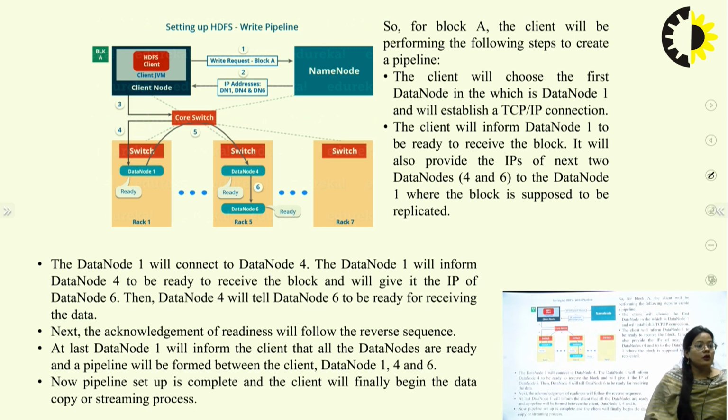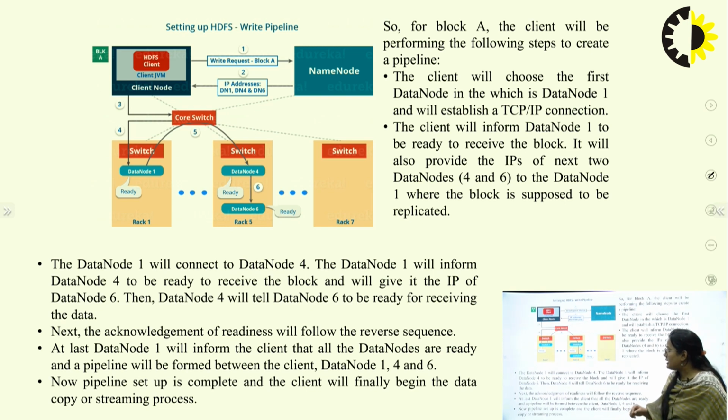Now, data node 1 will connect to data node 4. Data node 1 will inform data node 4 to be ready to receive the block and will give it the IP of data node 6. Then data node 4 will tell data node 6 to be ready for receiving the data.